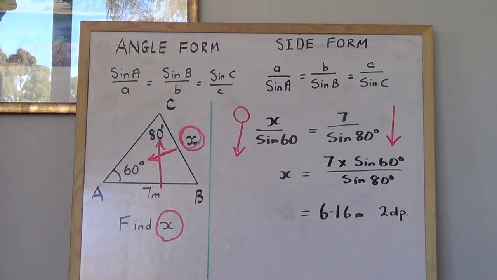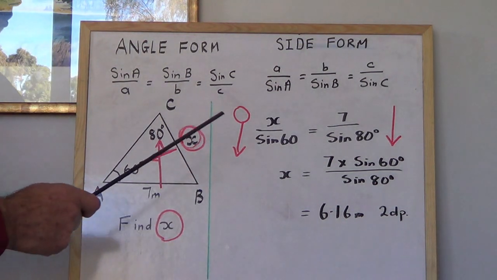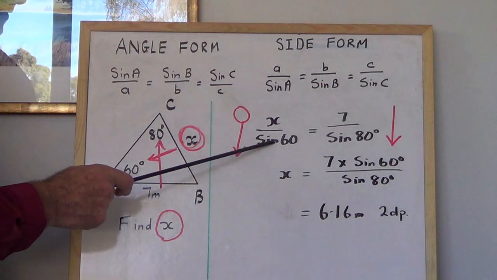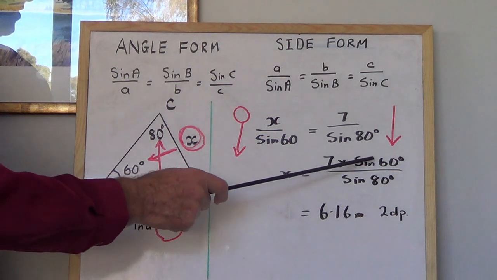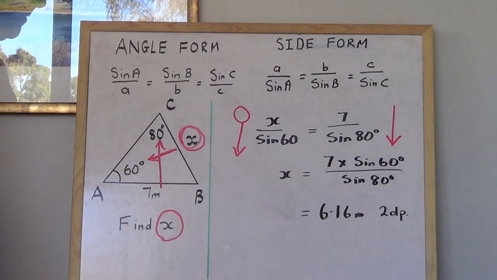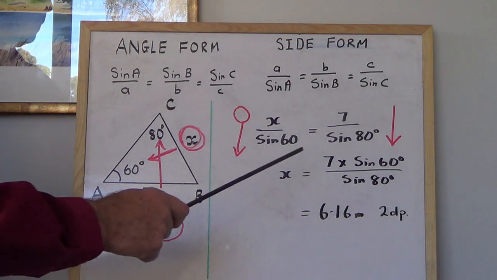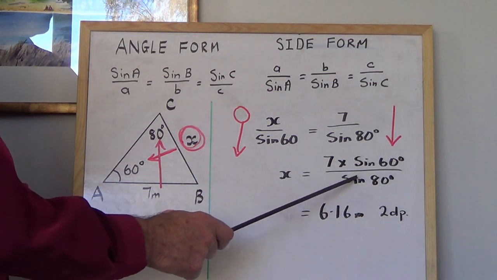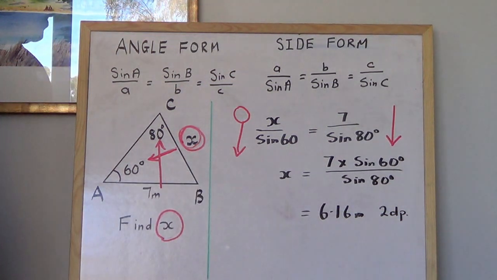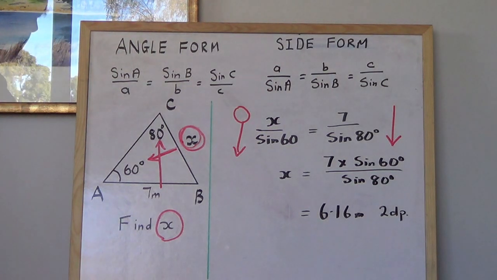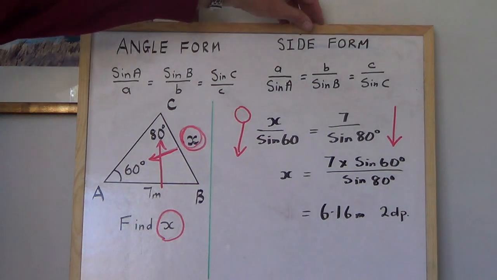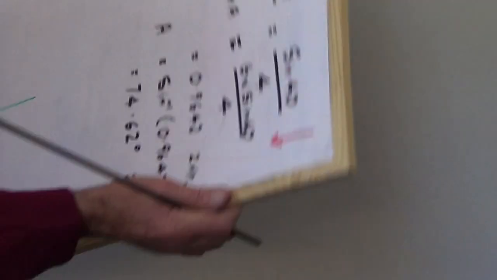Then all you do is multiply both sides by sine 60, so sine 60 ends up in the top line, that vanishes, and you get x is equal to 7 times sine 60 divided by sine 80. Plug that into the calculator: 7 times sine 60 divided by sine 80, equals, and there's your answer, 16.16 metres. Make sure you put the units in, to 2 decimal places. Right, we've done the side, then we'll do the angle.